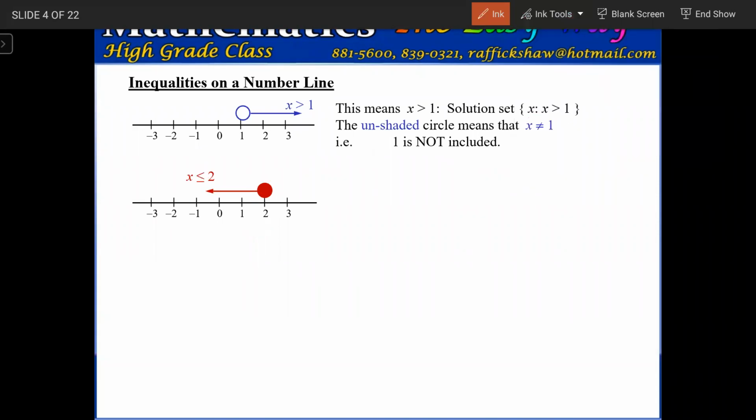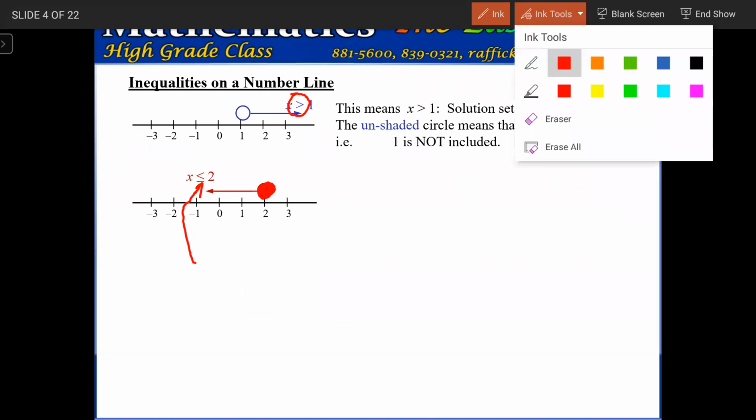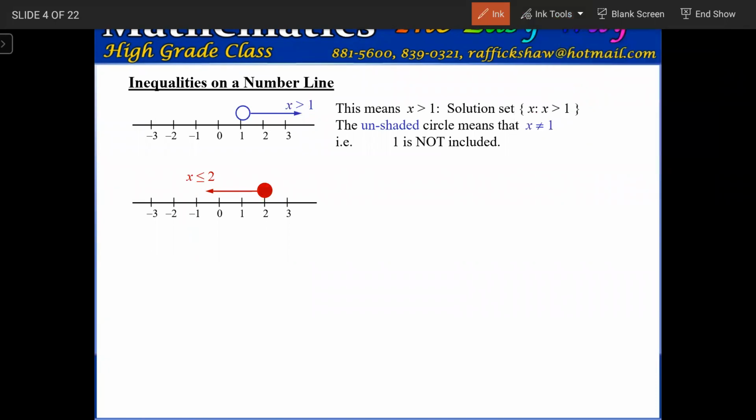But in this case, the circle on the two is now shaded. See, it is fully shaded. And that is why the equal is now a part of the inequality. Up here, the equal is not a part of the inequality. It was just greater than. But now you're also including the two. And you include the two by shading the circle that is on the two. So that's why you show that you also want the two.